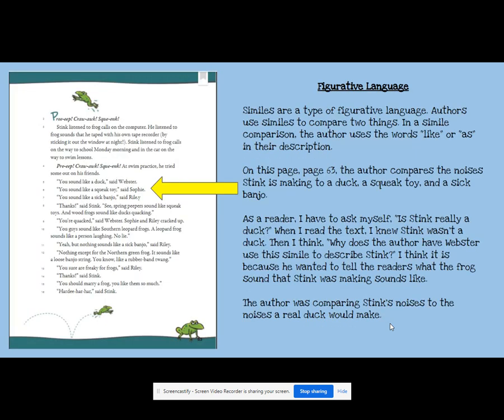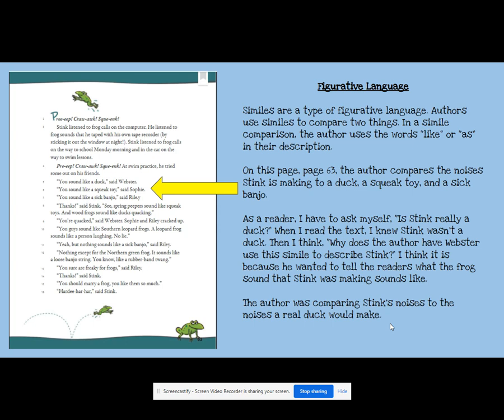Okay, so on yesterday's reading, I found an example of a simile as I was reading. So similes, like I said, are a type of figurative language, and an author uses them to compare two things with the words like or as in their description. So on this page, page 63, when Stink starts making his frog noises, the other kids in the book tell him, "You sound like a duck, you sound like a squeak toy, you sound like a sick banjo." So the author compares the sounds that Stink is making to a duck, a squeak toy, and a sick banjo.